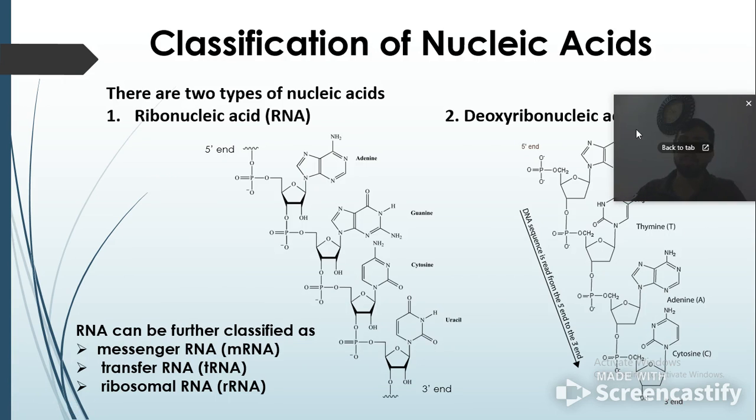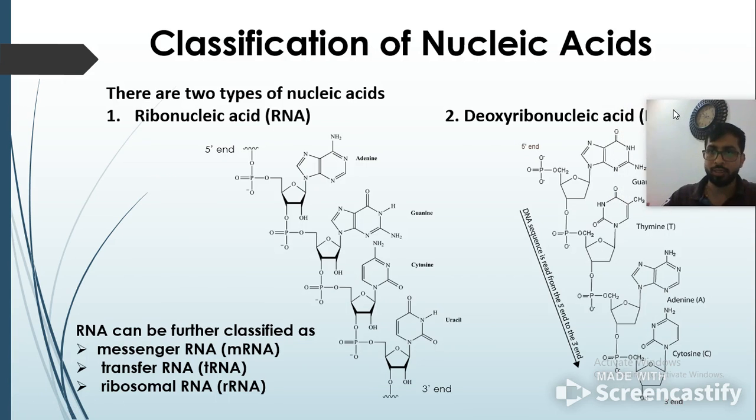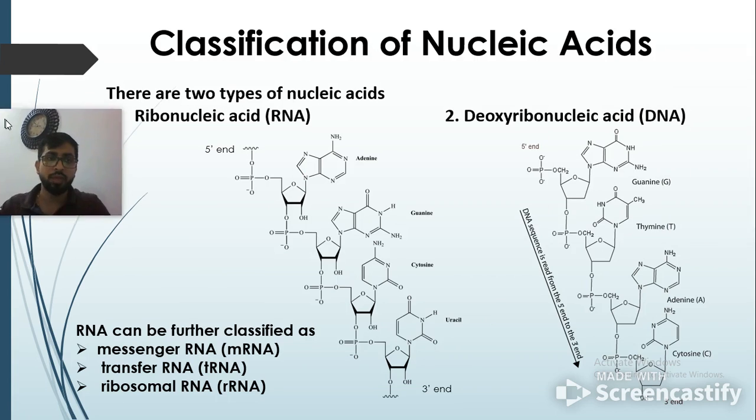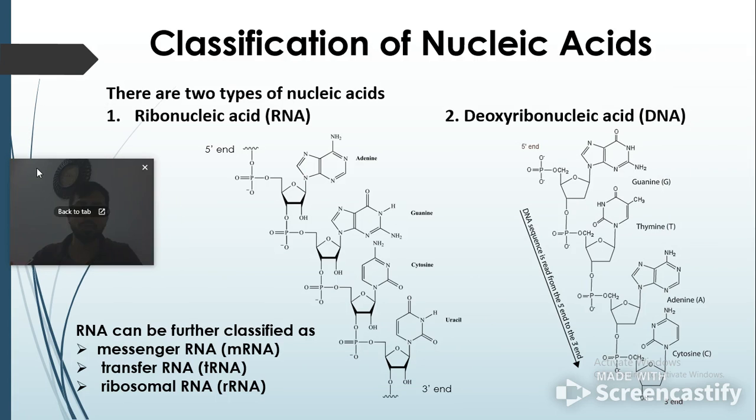Now, coming to the classification of these nucleic acids. If we want to classify the nucleic acids, broadly we can classify them into two types. One is the ribonucleic acid that we call RNA. Another is deoxyribonucleic acid, that is DNA.